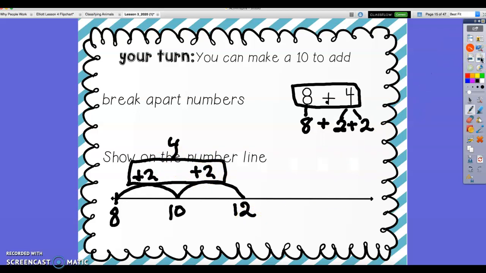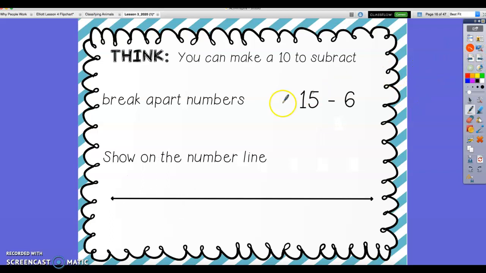Okay, so go ahead and erase your boards. And now we're going to learn how to subtract. So we got to break apart numbers. All right, so I want to do the opposite. I want to go down from 15. So I'm going to break apart. So I'm going to bring down the 15 because that's going to be closer to 10. And then I'm going to break apart the 6.